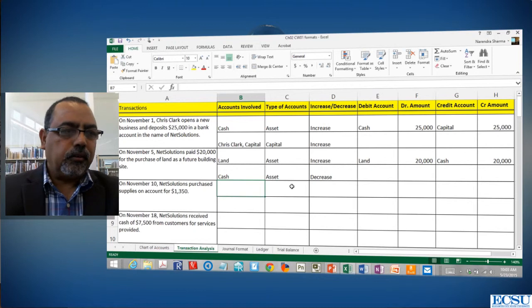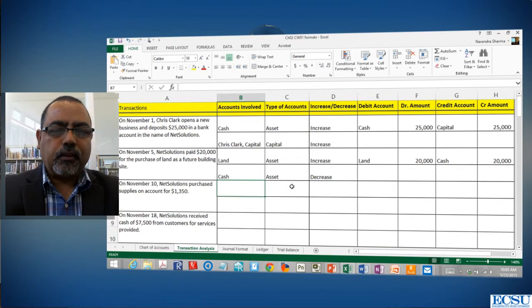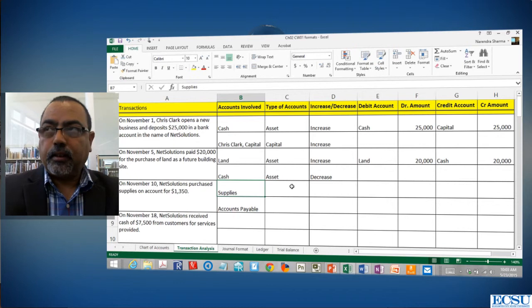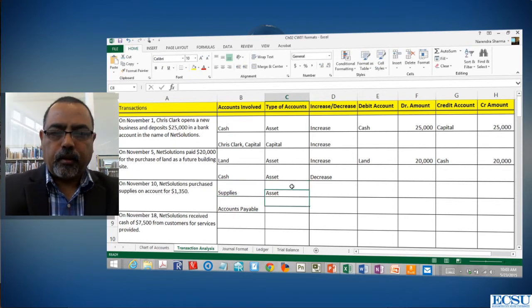Okay, let's go on to the third one. On November 10, Net Solutions purchased supplies on account for 1350. So what are the two accounts? Of course, supplies, and on account would be accounts payable. If you purchase anything on account, it's payable. If you sell anything, that's receivable. Supplies is an asset. Accounts payable is a liability.